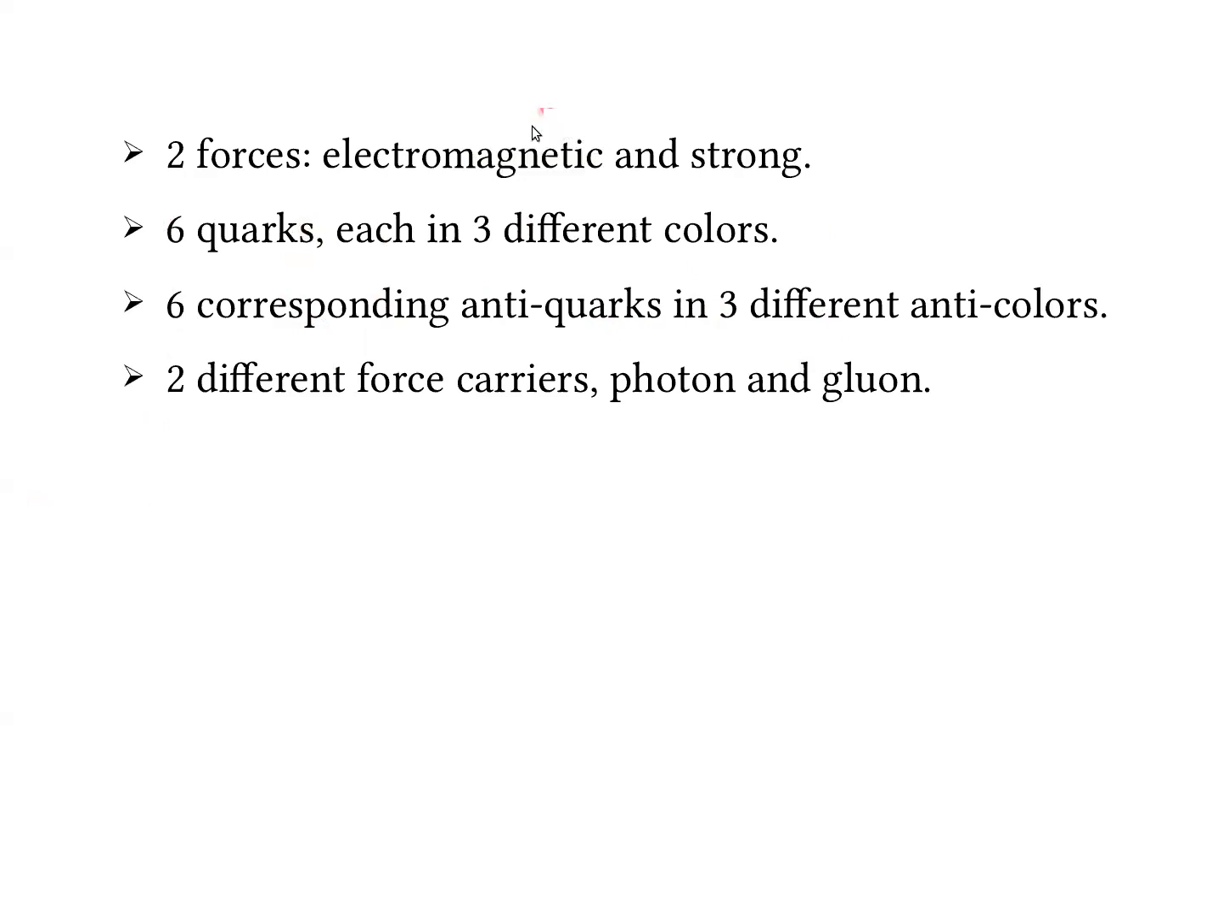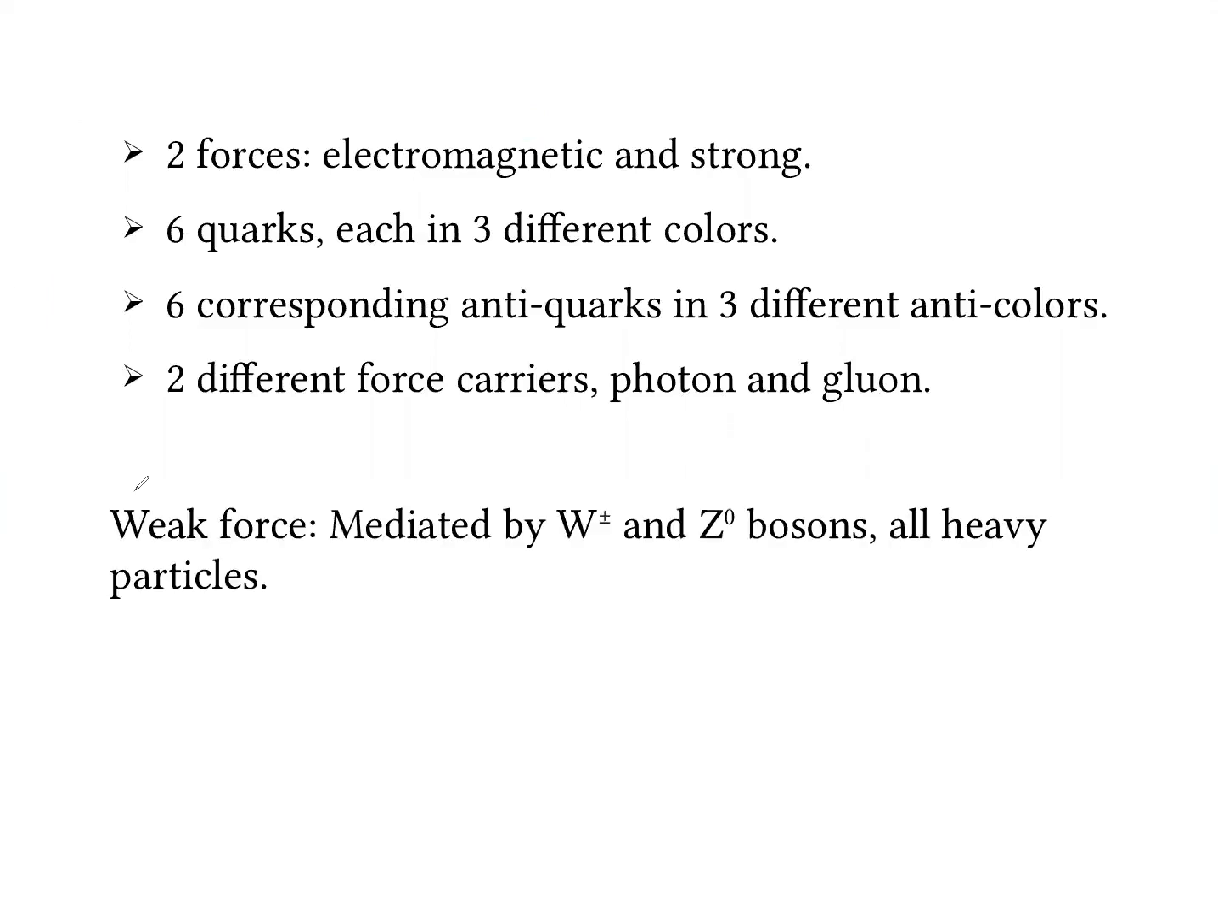The force carrier for the electromagnetic force is the photon, and for the strong force it is the gluon. So there is 1 photon and 8 gluons. There is only one kind of photon and 8 kinds of gluons. So quarks are involved in lots of interactions, with two different kinds of force and different force carriers, photon and gluon.